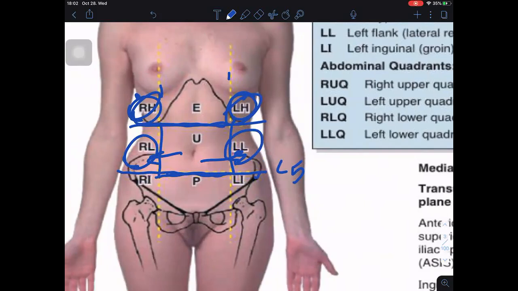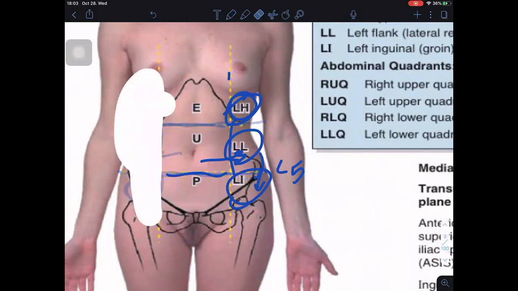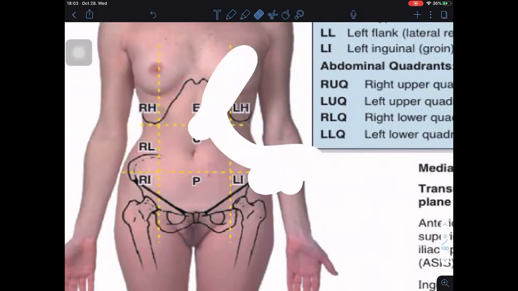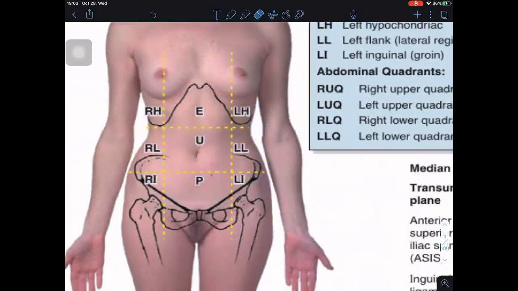And then inferior to the flank region, so below the transtubercular line, you get to reach the inguinal region. So basically, you're going to have the left inguinal and right inguinal regions. All right. So these are the ways that we can get to have 9 different regions on the abdomen.